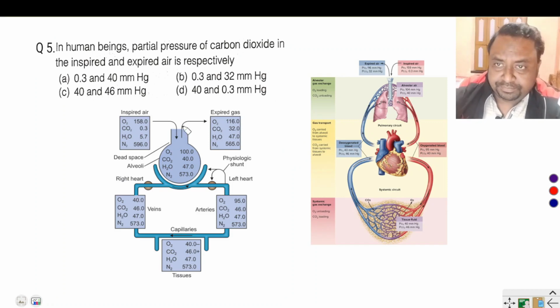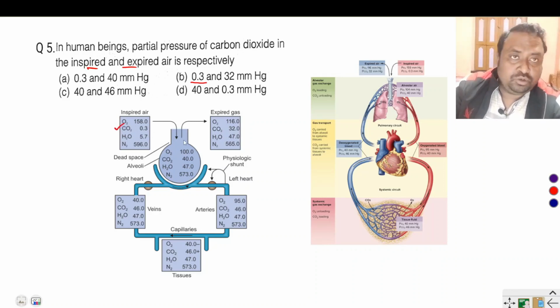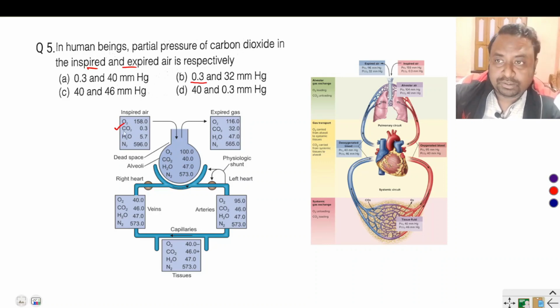Here you can see the inspired and expired air. The inspired air means the outer air entering, that is 0.3. So less carbon dioxide enters the lungs. If the partial pressure of CO2 in the atmospheric air were more than in the lungs, then more carbon dioxide would enter our lungs. So atmospheric CO2 pressure is low, that is 0.3 millimeter mercury.